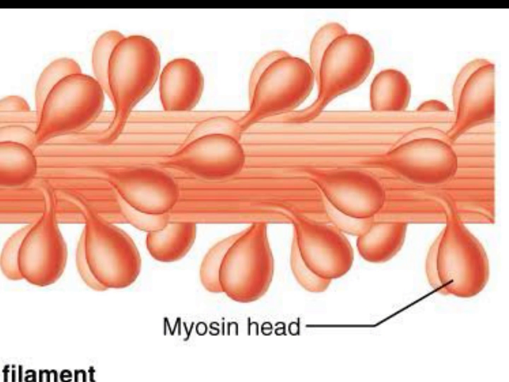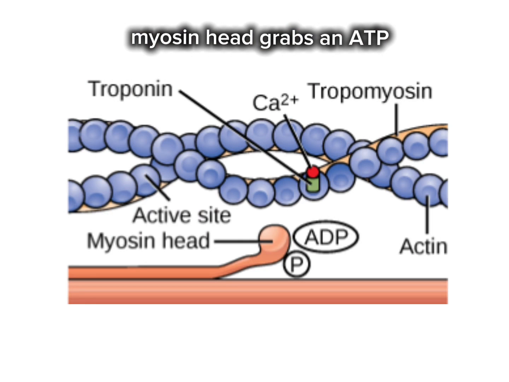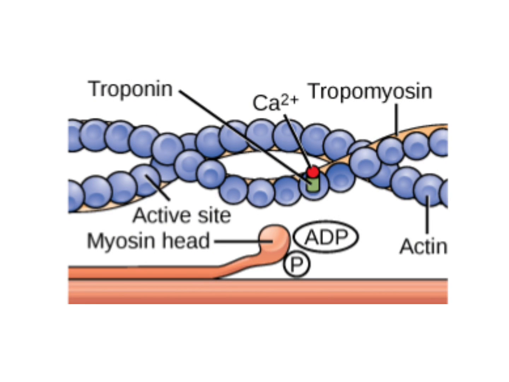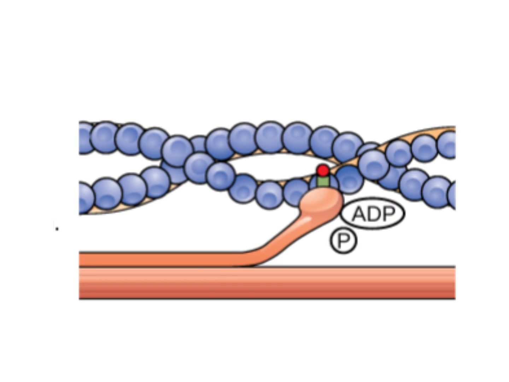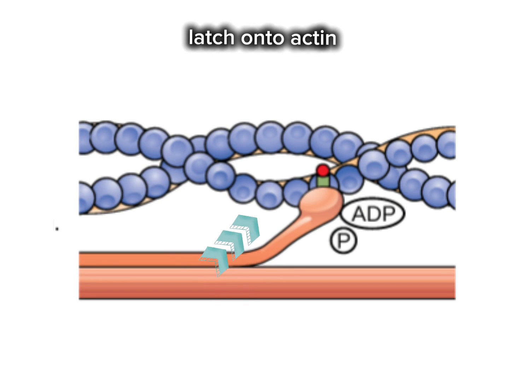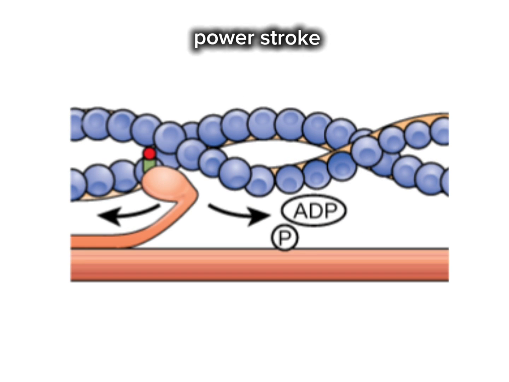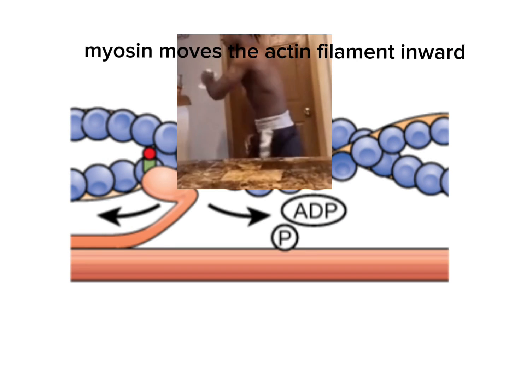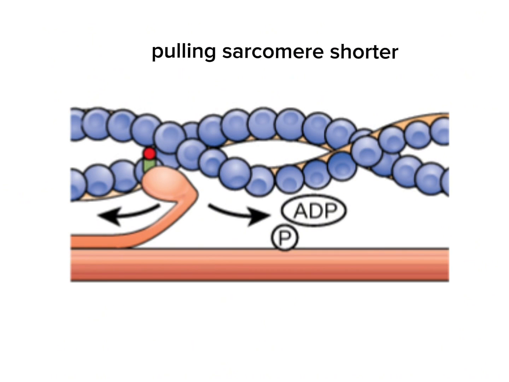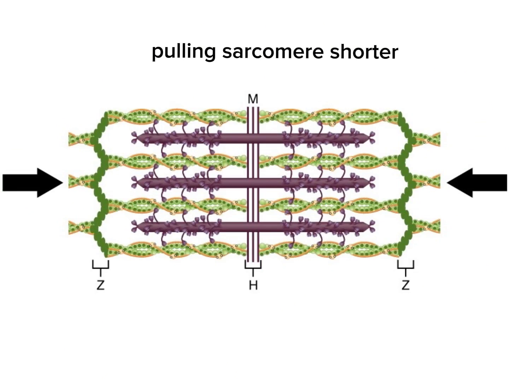So now it's game time. The myosin heads grab an ATP molecule for energy, and it breaks that ATP into ADP and phosphate, and it uses that energy to latch onto actin, aka a cross bridge. Then comes the power stroke. Myosin literally yanks the actin filament inwards, and it pulls the sarcomere shorter. So that's the contraction you see when a muscle flexes.